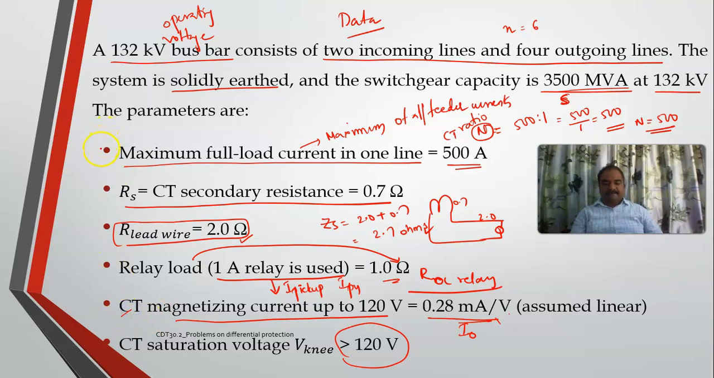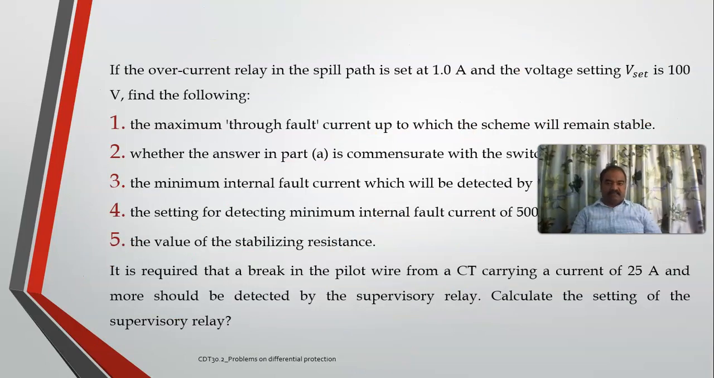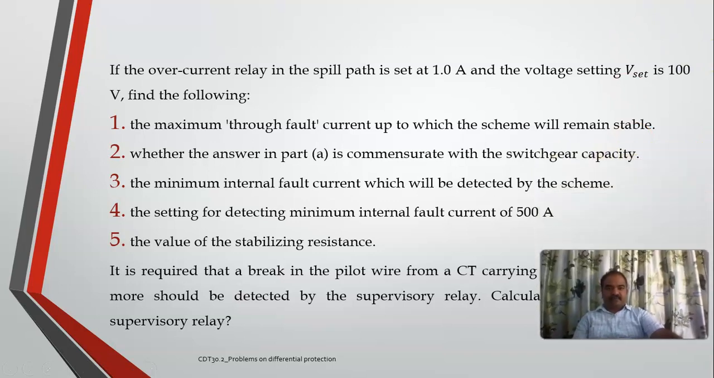So this is the data. This gives us capital N, these two will give us ZS, this will give us the pickup value and also Z relay, and this will give us I0. So based upon this, we will be determining the different components which will be asked of us. Let us see how many things can be asked. If you carefully see, there are so many things which are being asked.